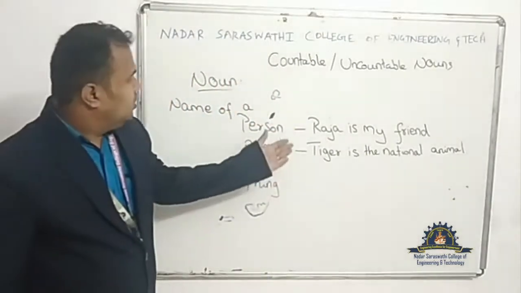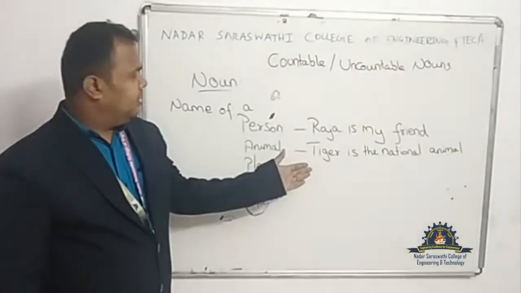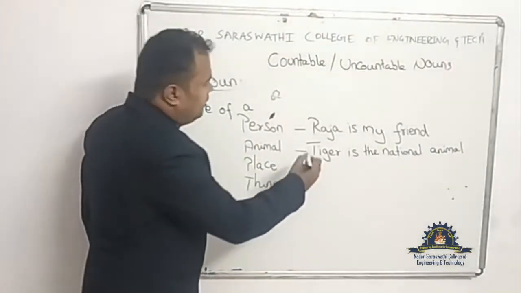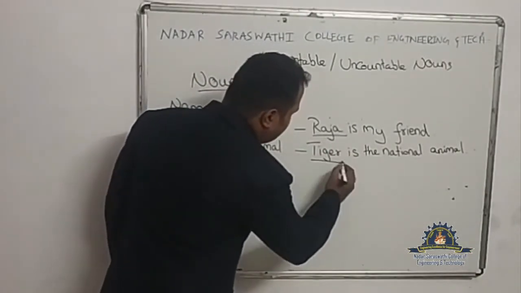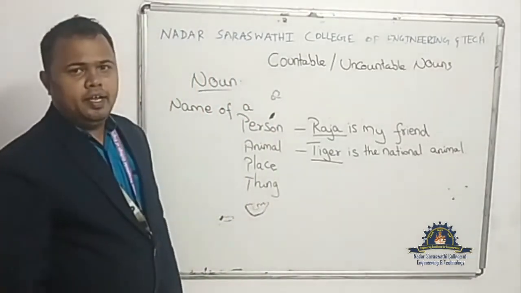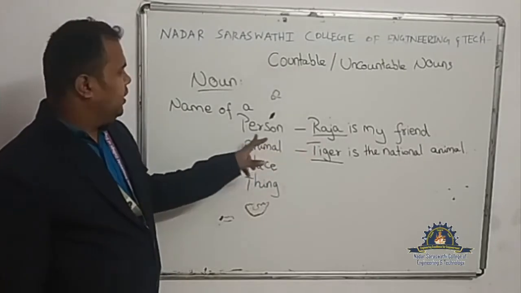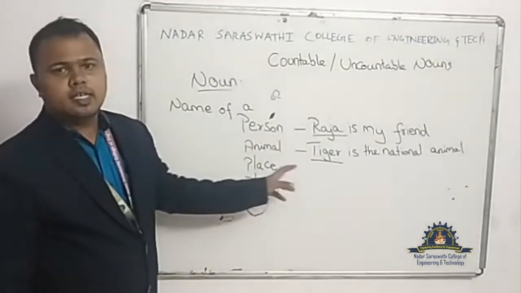For example, Raja is my friend. Tiger is the national animal. In these sentences, Raja and Tiger are nouns. Here, Raja indicates the person and Tiger is an animal.